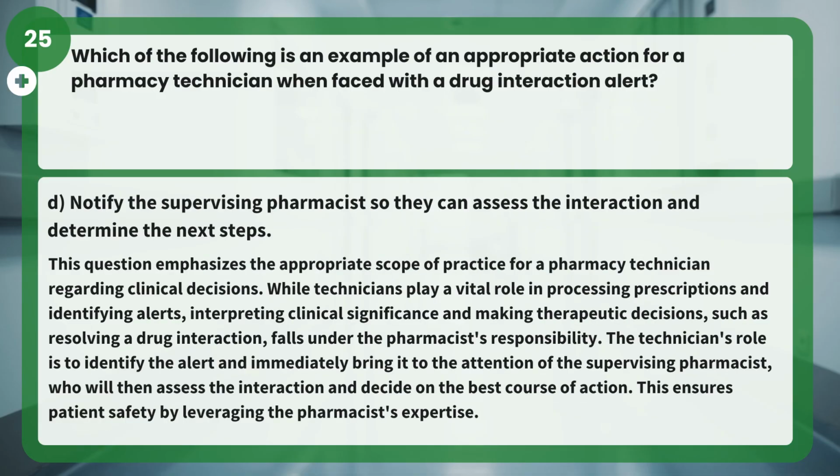Answer: D. Notify the supervising pharmacist so they can assess the interaction and determine the next steps. This question emphasizes the appropriate scope of practice for a pharmacy technician regarding clinical decisions. While technicians play a vital role in processing prescriptions and identifying alerts, interpreting clinical significance and making therapeutic decisions, such as resolving a drug interaction, falls under the pharmacist's responsibility. The technician's role is to identify the alert and immediately bring it to the attention of the supervising pharmacist, who will then assess the interaction and decide on the best course of action. This ensures patient safety by leveraging the pharmacist's expertise.